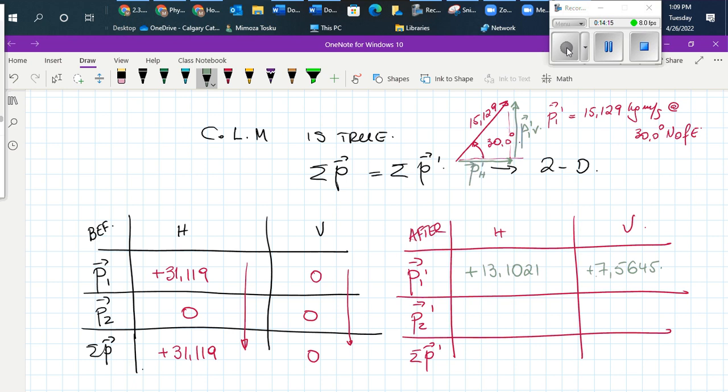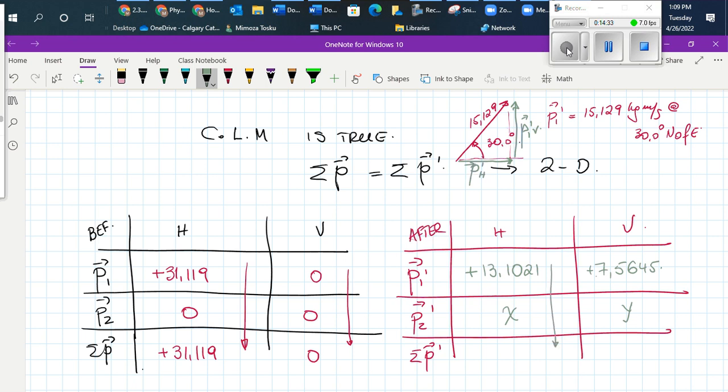So I say that horizontal is x. I don't know what it is. And the vertical is y. I do not know what it is. However, I follow the same logic. I say that I'm adding those two vectors together.